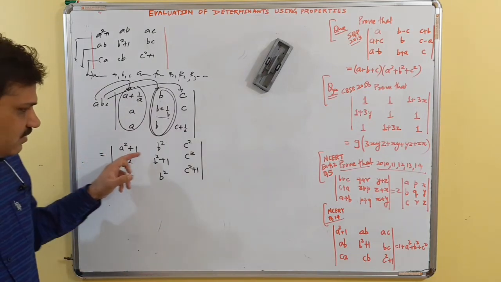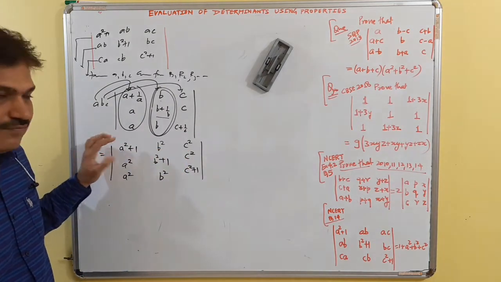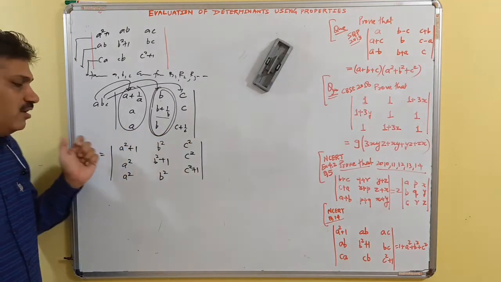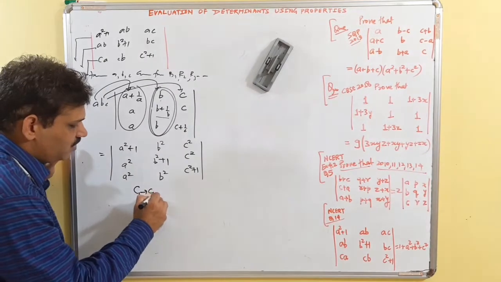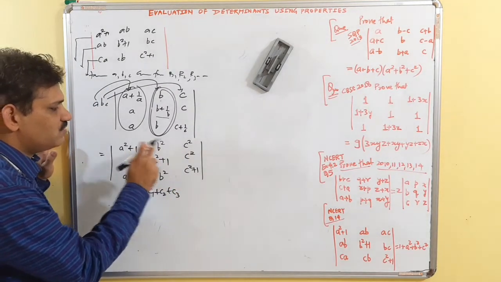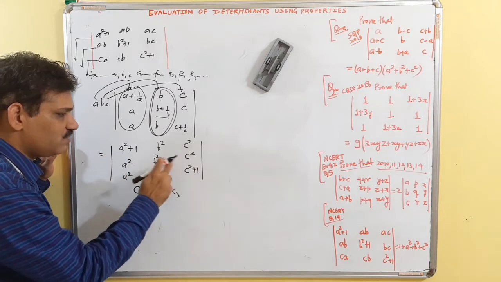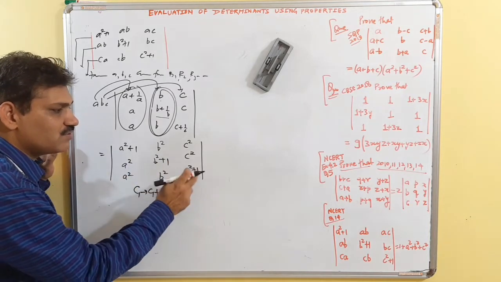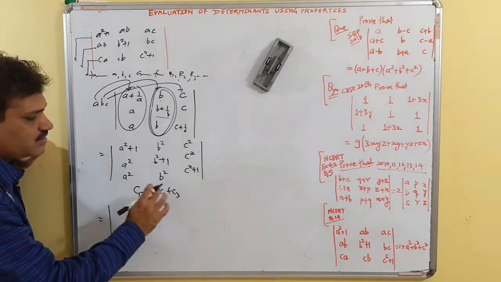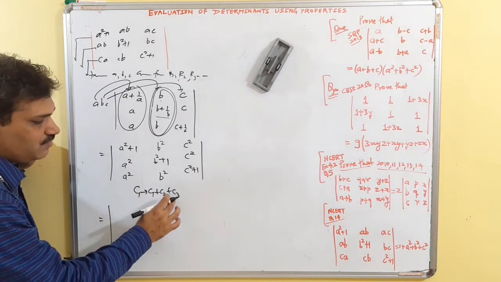If we add the elements of a particular row, that means we apply the operation in column, C1 becomes C1 plus C2 plus C3: a square plus b square plus c square plus 1, repeated in each row. So what we do is apply the operation in column C1 becomes C1 plus C2 plus C3.